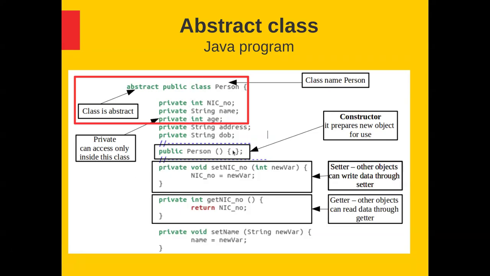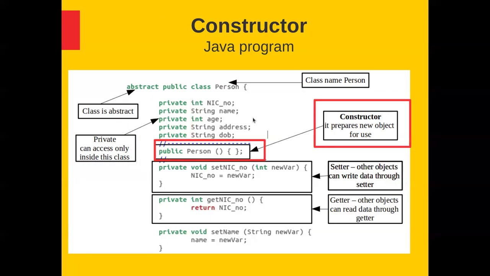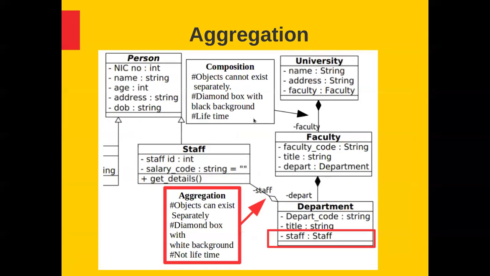This is called a constructor, for creating a new object. These are private, so they can be accessed only inside this class. Constructor, setter, getter, class name, class is abstract. Okay, this I already explained. Aggregation. Now you can see Person, Staff.